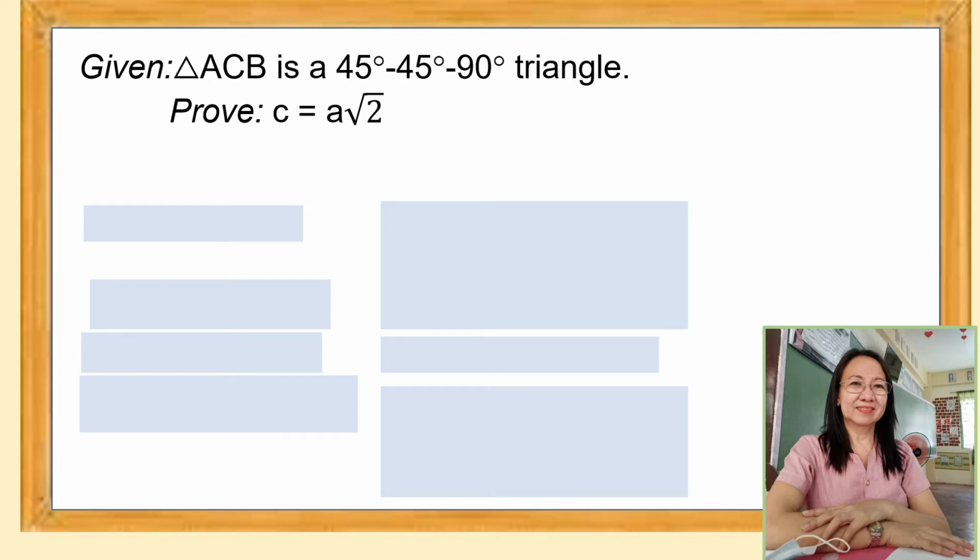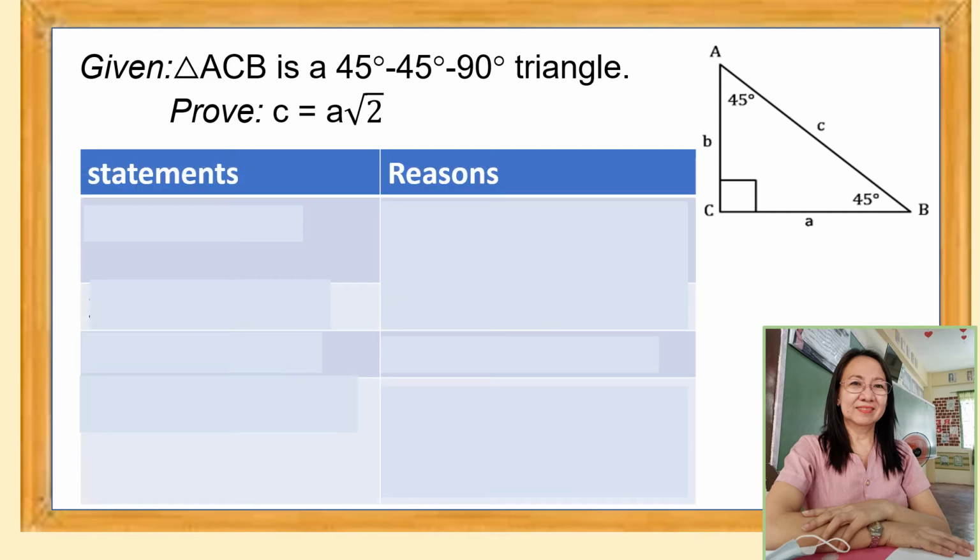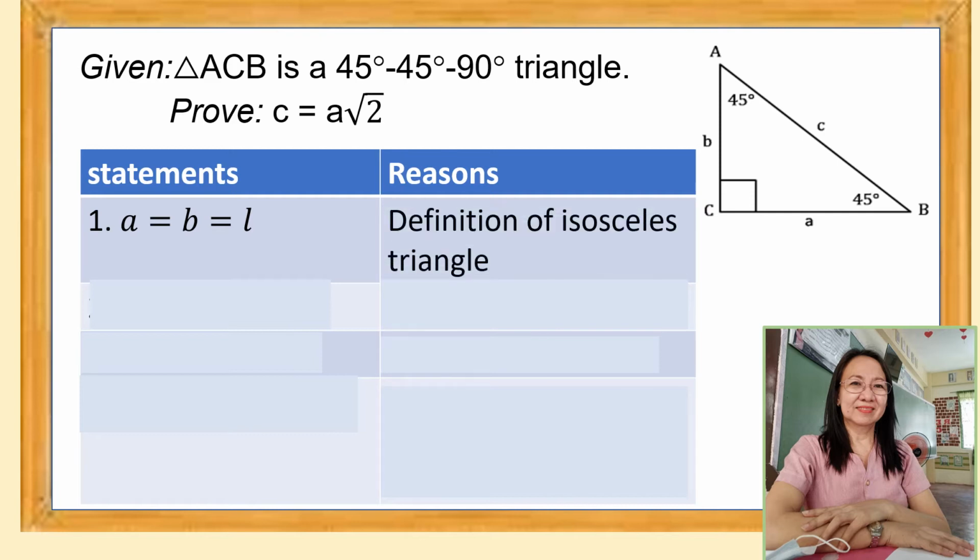So given our triangle ACB, and this is a 45-45-90 triangle, we have to prove that the hypotenuse c is equal to a times the square root of 2. So let us have our statements and reasons. For statement 1, a is equal to b, and those are the legs of the triangle. The reason? From the definition of isosceles triangle, that the two sides are equal.